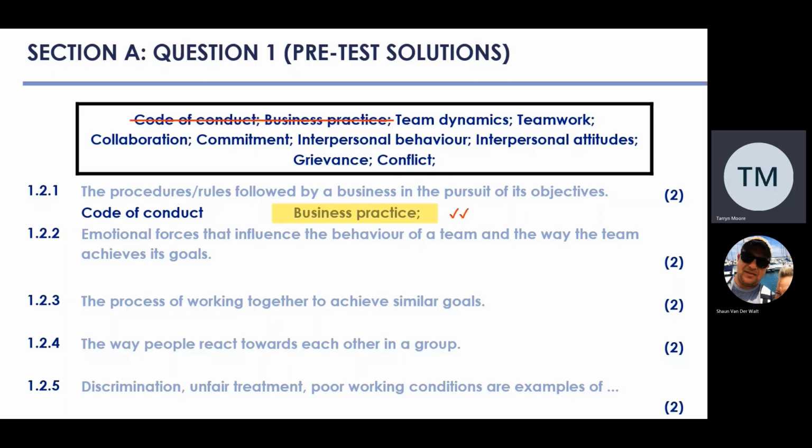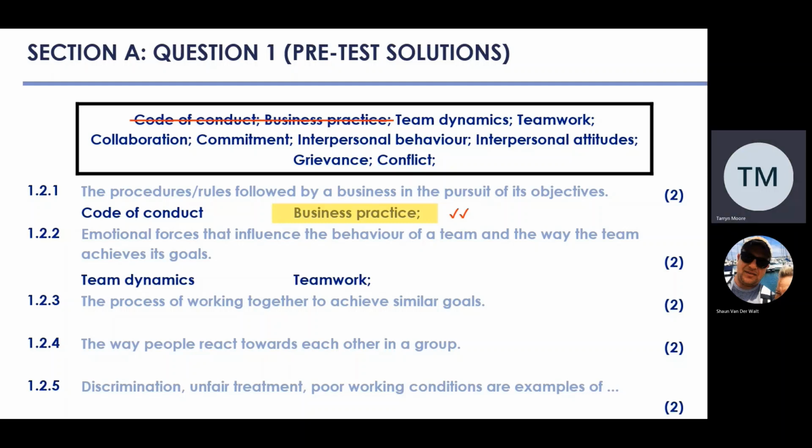Now we're looking at emotional forces that influence the behavior of a team and the way that the team achieves its goals. So a lot is happening there. But when we look at the words that have been given to us, we see that we are talking about a behavior of a team. But we're not just talking about the behavior of the team, we're talking about the way that the team achieves its goals. So now the first words that jump out at me there would be team dynamics and teamwork.